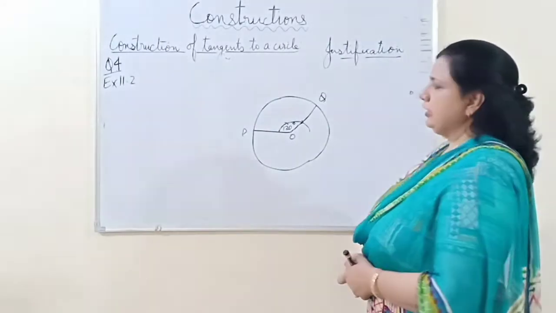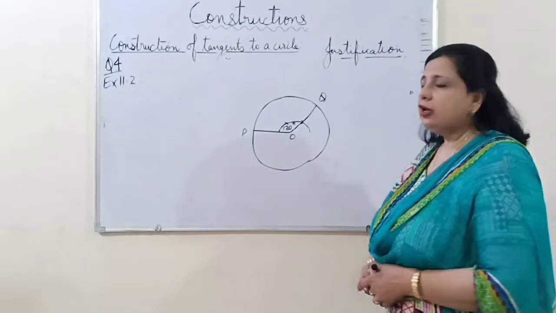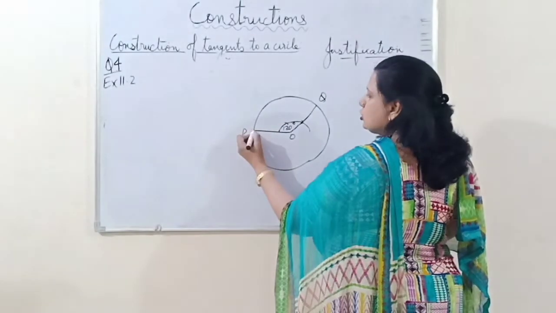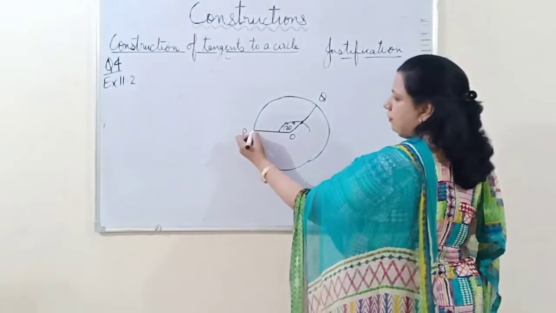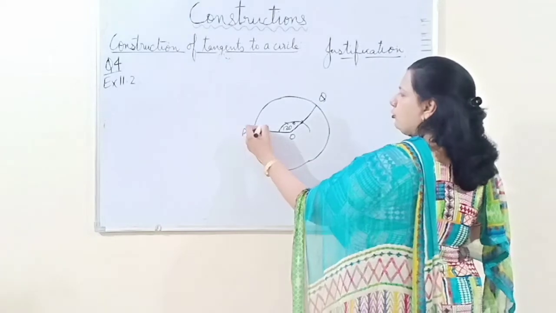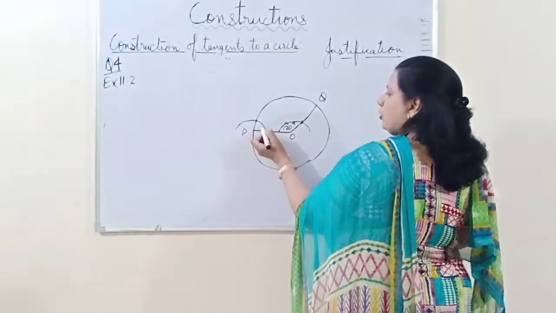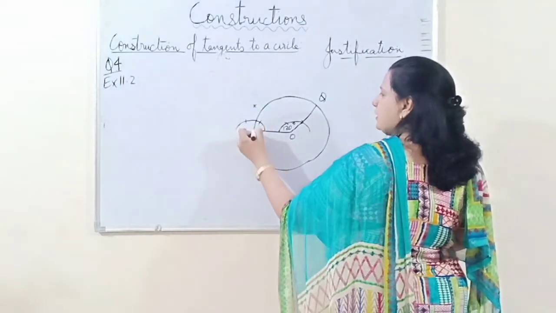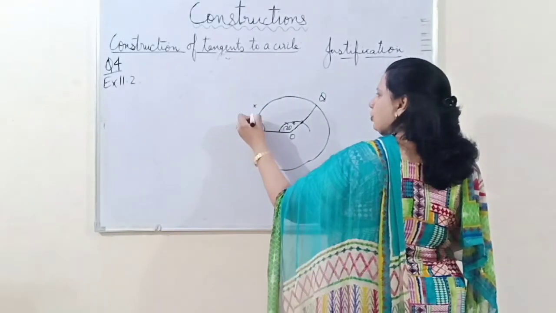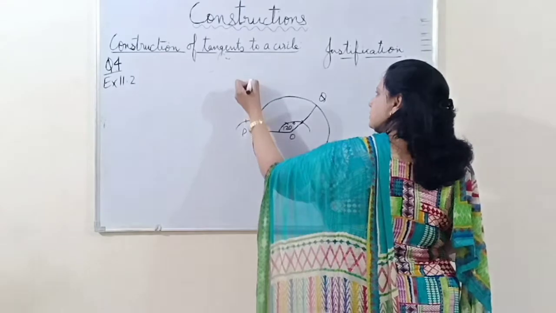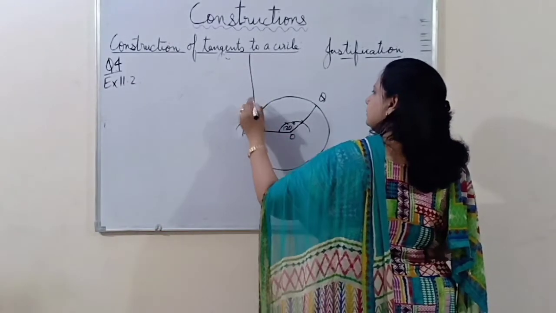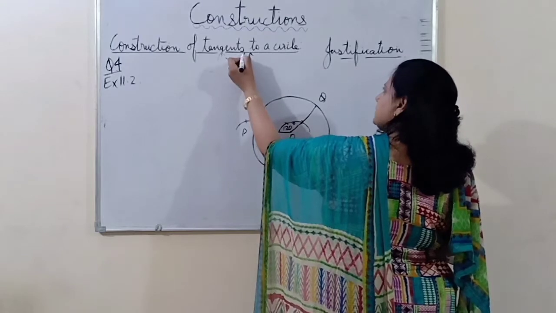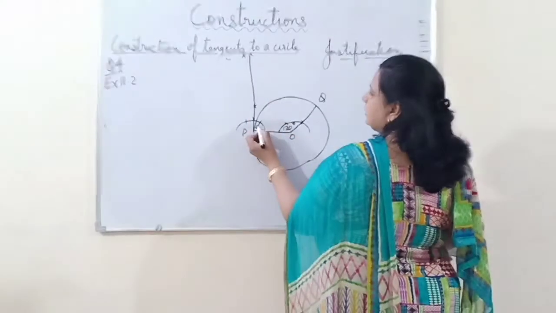Now at P, construct angle OPX equal to 90 degree. This construction also we'll do with the help of compass. With P as center, draw an arc. Now with the same radius mark arcs, cut these arcs and let them intersect. Join P to this point and extend it. OPX equal to 90 degree.